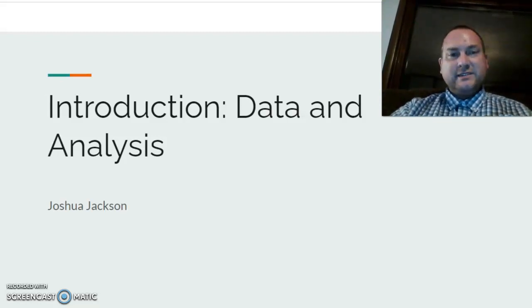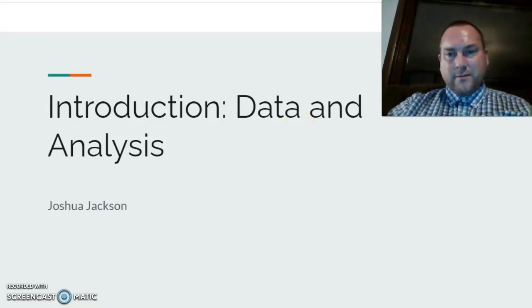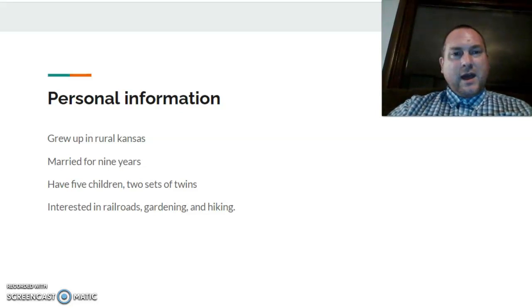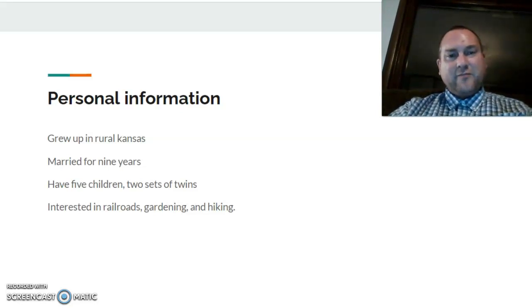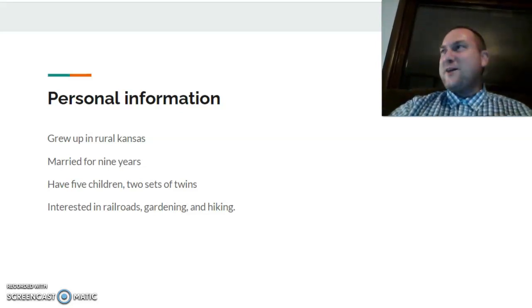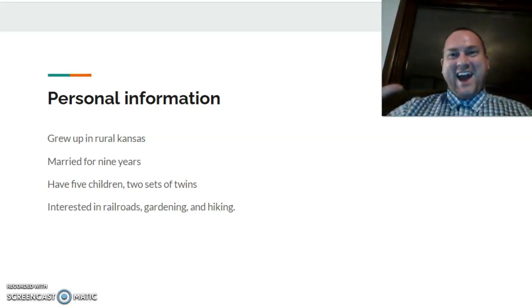I'm Joshua Jackson, and here's a little bit about me. I grew up in rural Kansas. I've been married for 9 years. I have 5 children, 2 sets of twins. The oldest is 3.5. The middle set of twins is 2 plus a few months. And my youngest are 10 months. And I've got my wife off in the corner telling me how many.